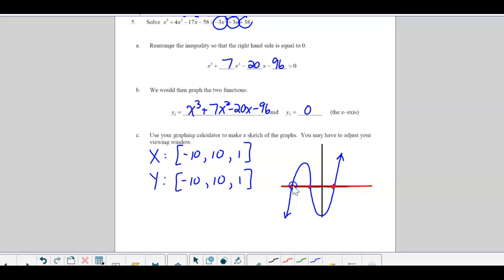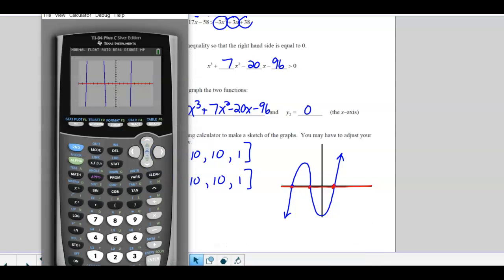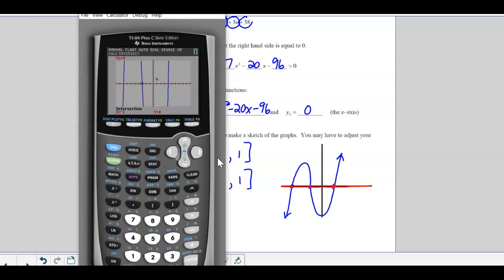Okay. And then to find those points, I want to go second trace intersect. You can't even see the cursor, but it'll give you the closer one. Okay. I just did a weird little thing on there. Anyway, there's one of them at -3.